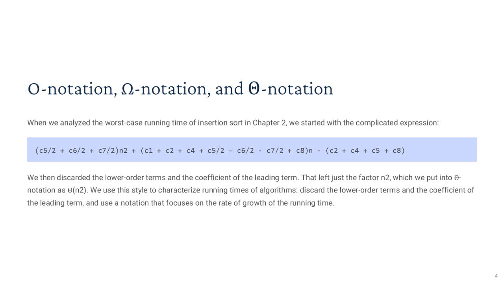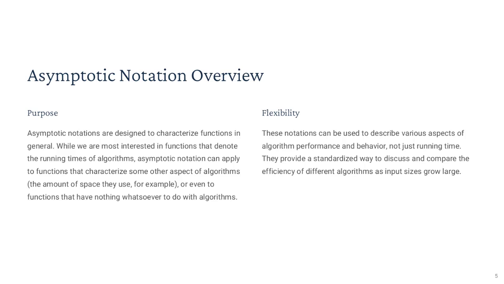By discarding lower-order terms and constant factors, asymptotic notation captures the essential performance characteristics of algorithms. This abstraction provides a universal framework for analyzing and comparing efficiency, ensuring that our evaluations remain consistent and meaningful even for large input sizes. Asymptotic notation is versatile, extending beyond running time to other aspects like space usage. It provides a standardized framework for comparing algorithms across different dimensions of performance.